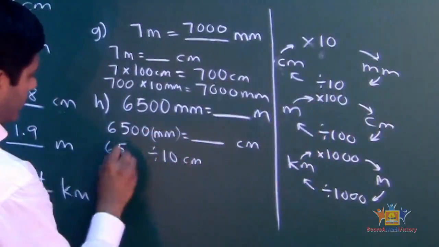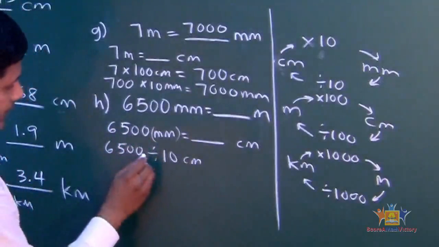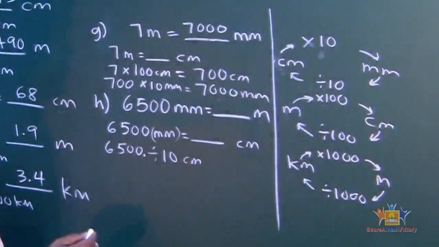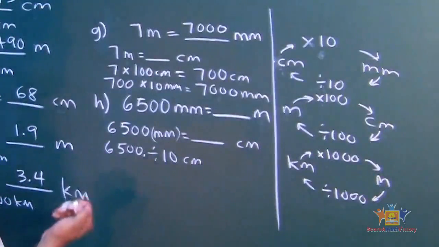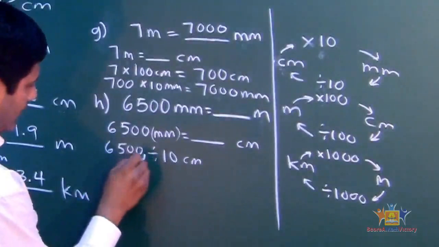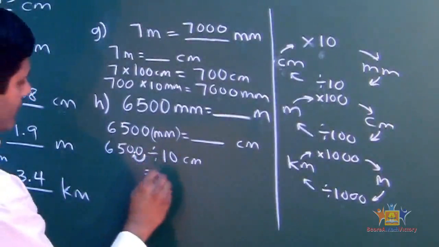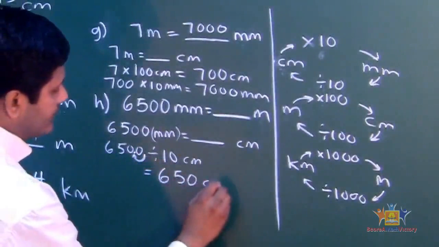Alright, so where's the decimal? It's right there. I grab the decimal and move it to which direction? To your left. How many times? Once. Why? I'm dividing by 10, so I move it just once. And then put a decimal right there. So that gives me 650 centimeters.